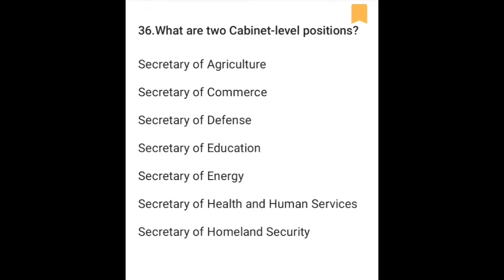What are two cabinet-level positions? Secretary of Agriculture, Secretary of Commerce, Secretary of Defense, Secretary of Education, Secretary of Energy, Secretary of Health and Human Services, Secretary of Homeland Security.